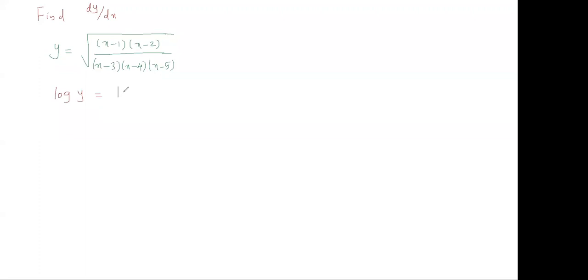Logarithm of root x can be written as x to the power 1 by 2. So you can write this as x minus 1 into x minus 2 divided by x minus 3 into x minus 4 into x minus 5, to the power 1 by 2, because root x means x to the power 1 by 2.